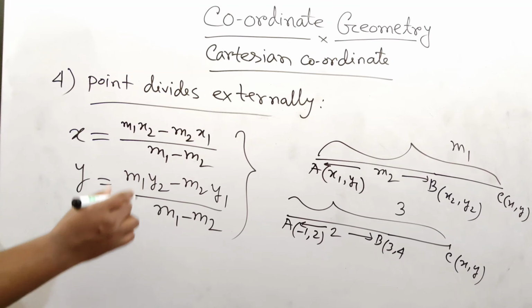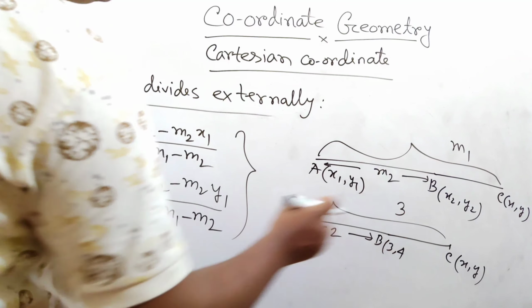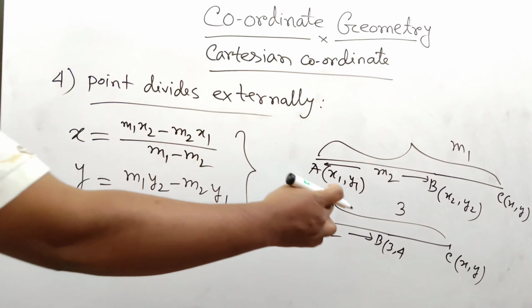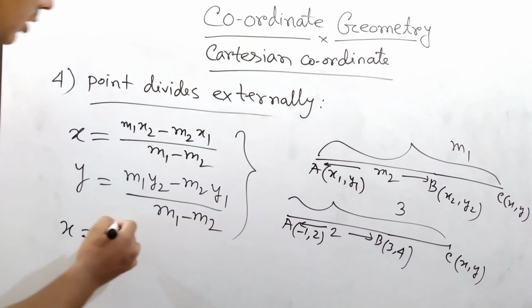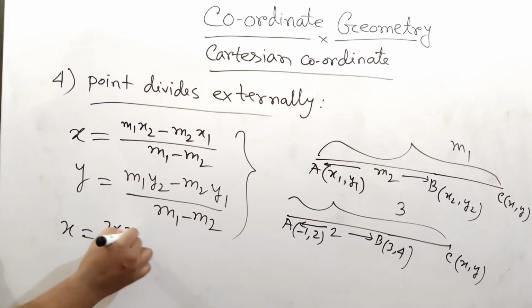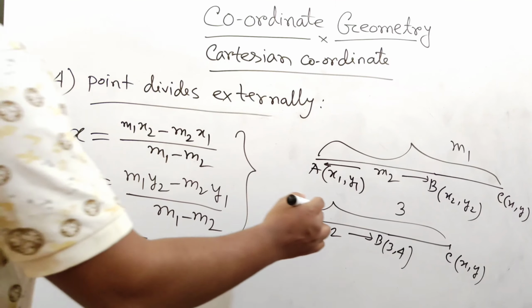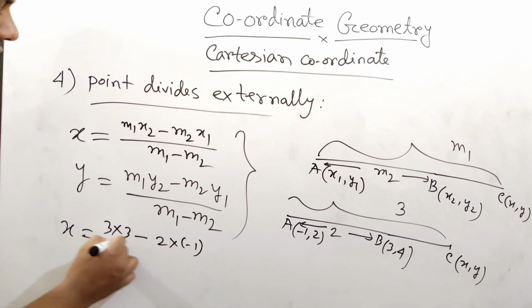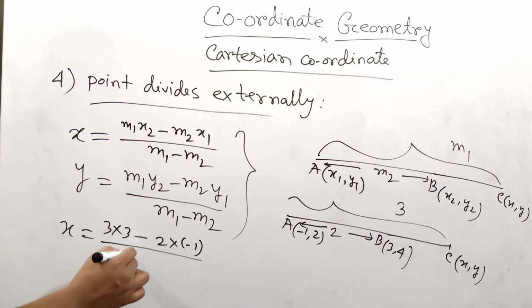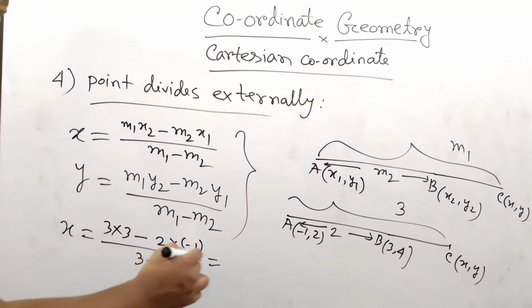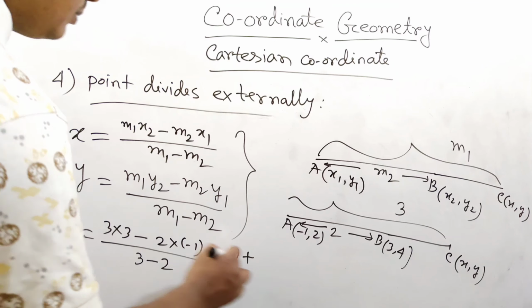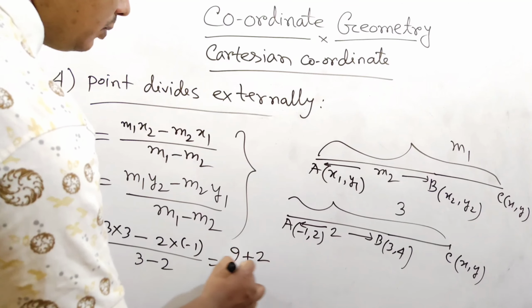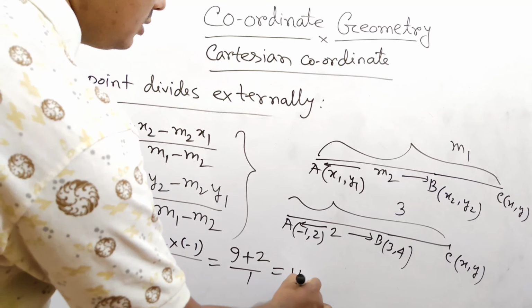So here x equals m1 x2, where m1 is 3, so 3 into 3, minus m2 x1, that is 2 into negative 1, divided by m1 minus m2. Keep in mind here it is m1 minus m2, that is 3 minus 2. So that means 9 minus minus plus, so that is 9 plus 2 over 1, that is 11.